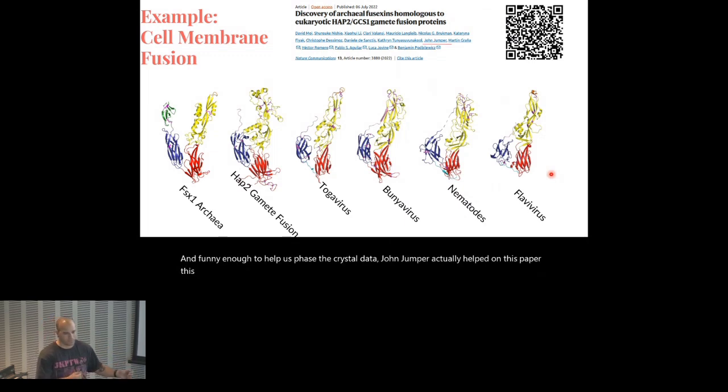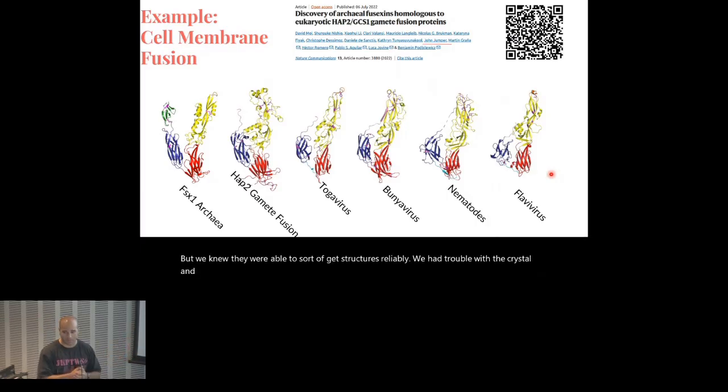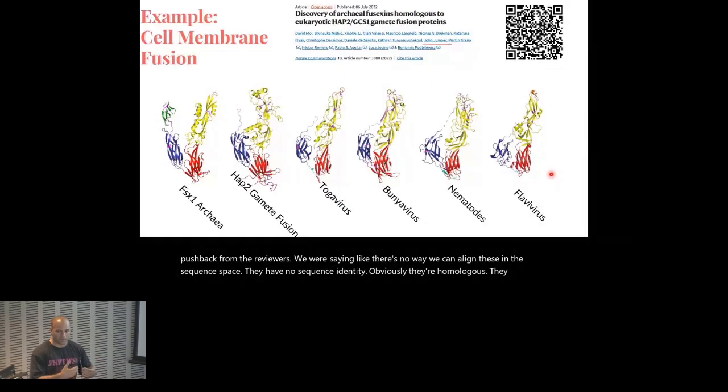This was pre-AlphaFold 2, but we knew they were able to sort of get structures reliably. We had trouble with the crystal, and he helped us out with this. We made some preliminary structural trees and got a lot of pushback from the reviewers. They were saying there's no way we can align these in sequence space. They have no sequence identity. Obviously, they're homologous. They come from a common ancestor. They're under the same evolutionary pressure to keep this function, to fuse membranes.